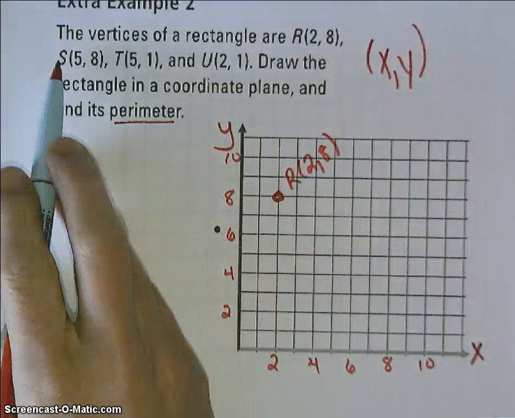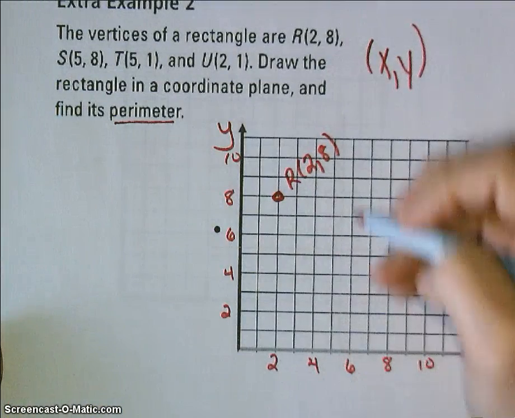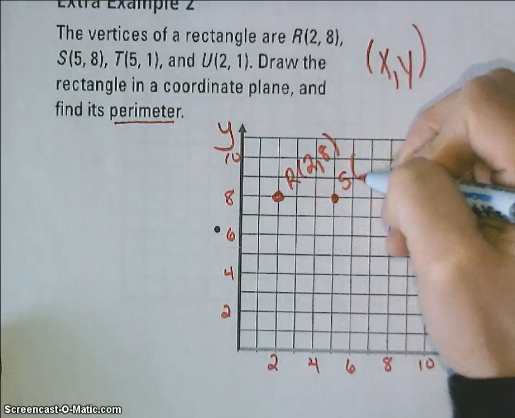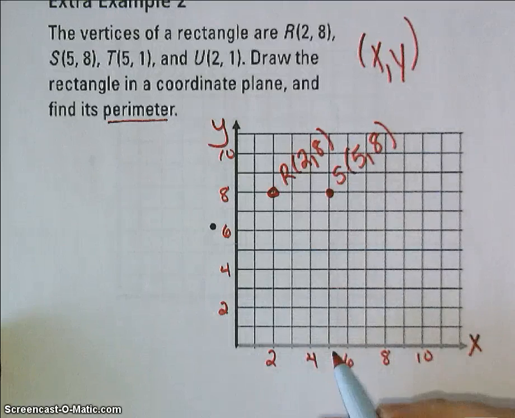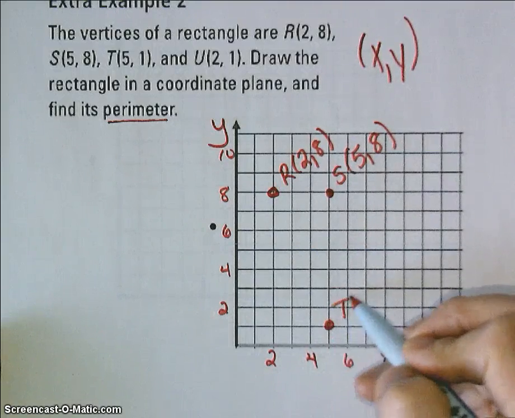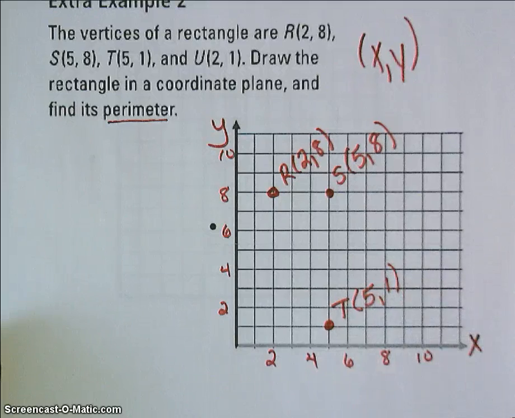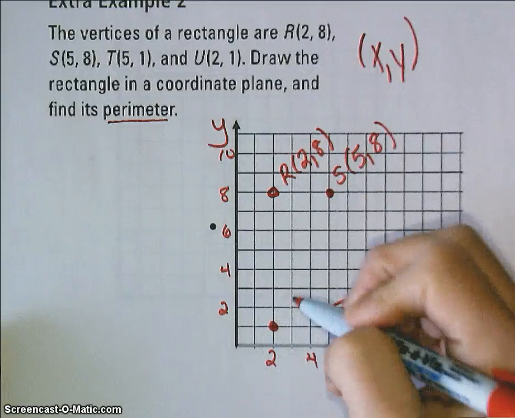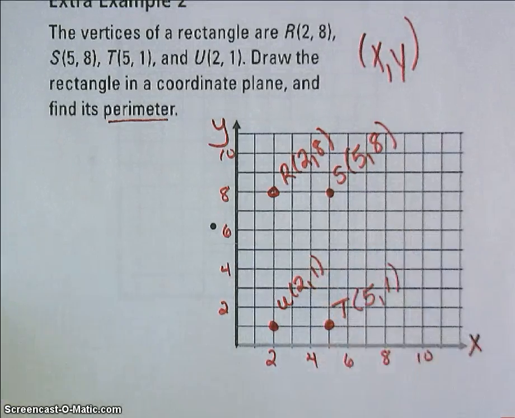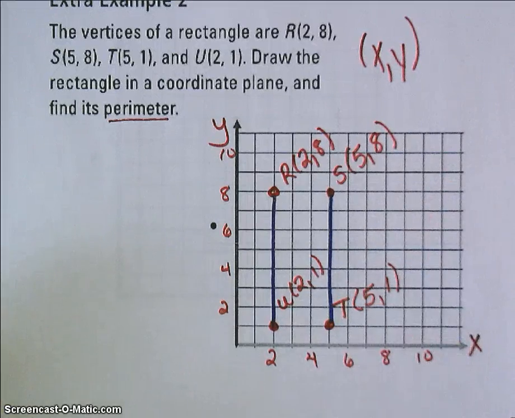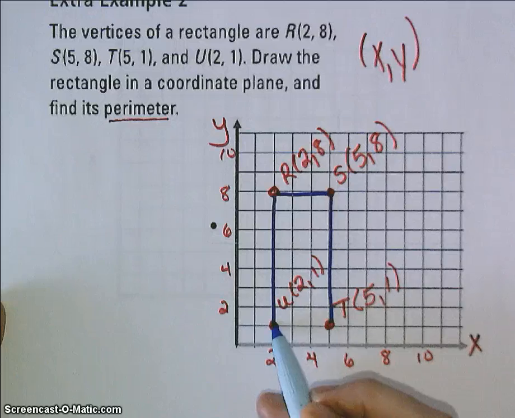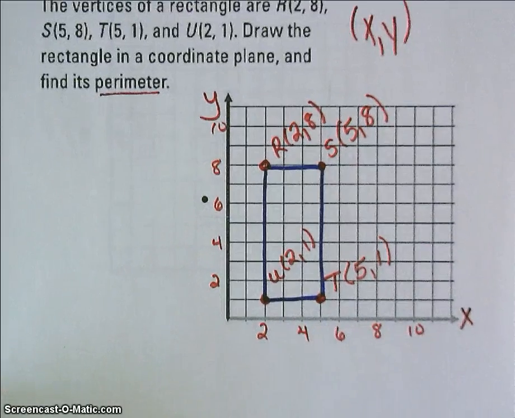Our next one is S, which is over 5 and up 8. And our next one, T, over 5, up 1. And our last one is U, which is over 2 and up 1. Once again, it says we're forming a rectangle. So let's draw our straight vertical lines, connecting those two, and then our horizontal lines, connecting our other ordered pairs.